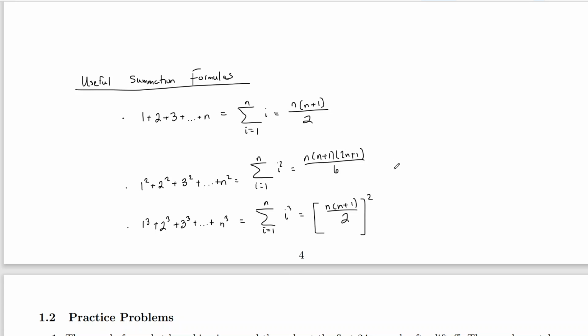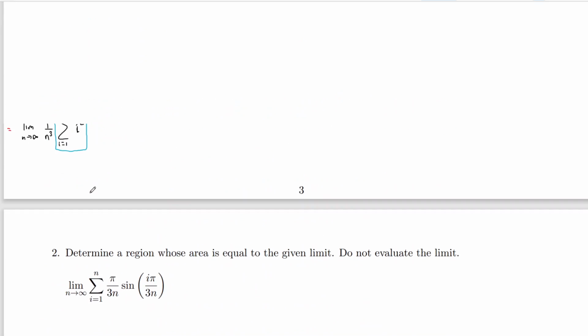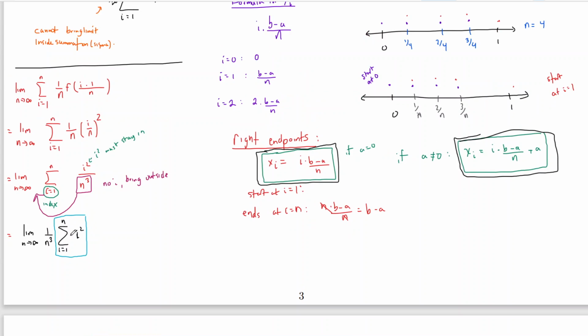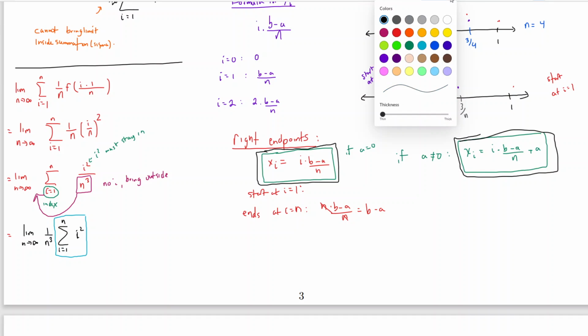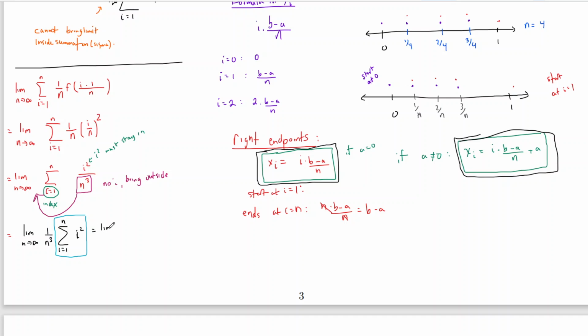But we're using i squared. So what you want to do is just go ahead and plug in the formula we have there. The one for i squared is n times n plus 1 times 2n plus 1 over 6. So I'm going to go ahead and do that. What we have there is exactly what we were talking about. So we're going to plug it in. We have the limit as n goes to infinity of 1 over n cubed times, and then a fraction here was n times n plus 1 times 2n plus 1 over 6.